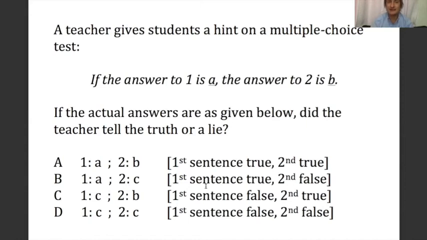That is, the if clause is a true sentence, and the second clause is a true sentence. What if the answer to the first one is A, but the answer to the second question is C? Then the first sentence was true, but the second sentence was false. What about in the other two situations? The answer to 1 was C and the answer to 2 was B. That is, the answer to 1 isn't A, but the answer to 2 is B. Or in the case D, where the answer to 1 isn't A and the answer to 2 isn't B.